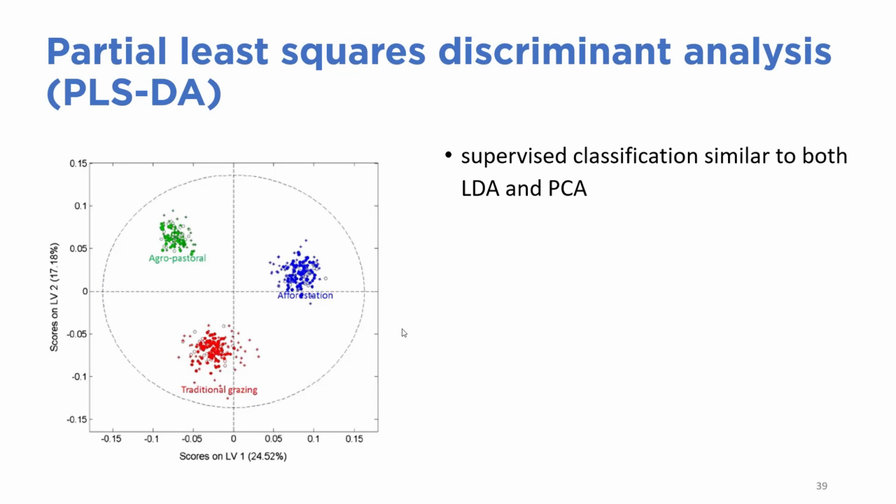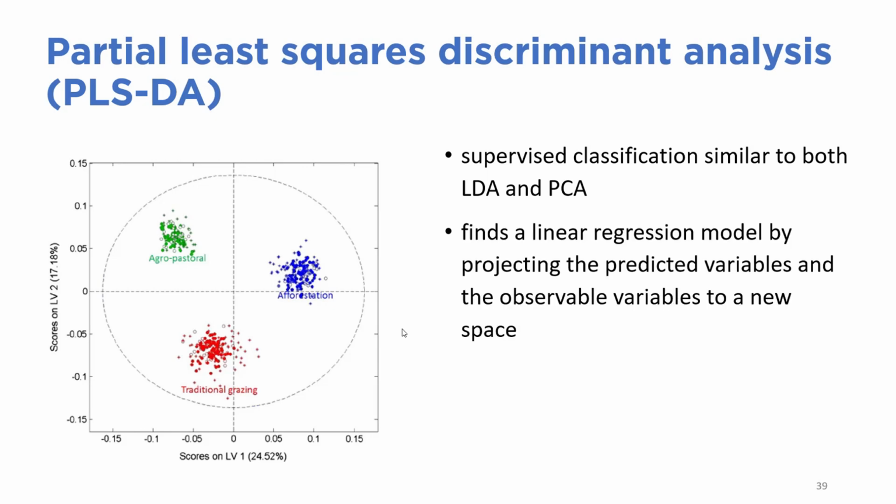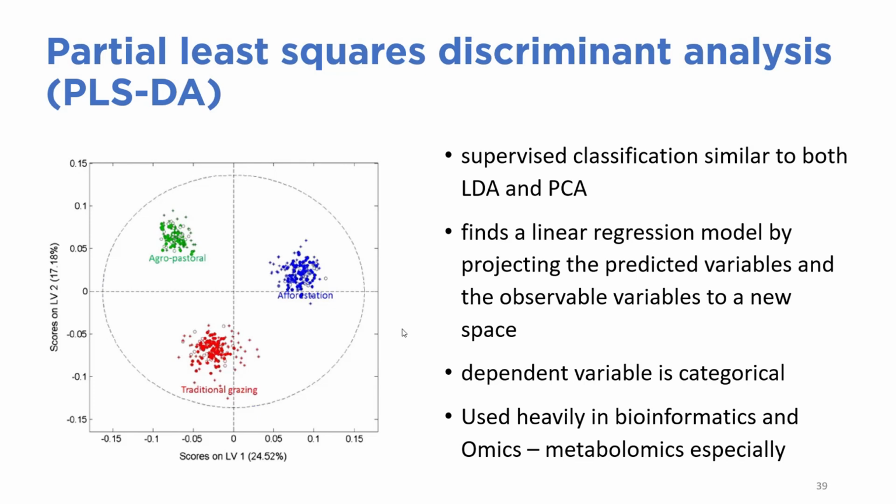And so this is sort of the next level of LDA and PCA. It's a supervised classification method where, again, you're looking for linear regression models where you're projecting the variables and coming up with new axes or components, and you can project your observations into that new space. And the dependent variable is categorical. It is used heavily for bioinformatics and omics, like I said.